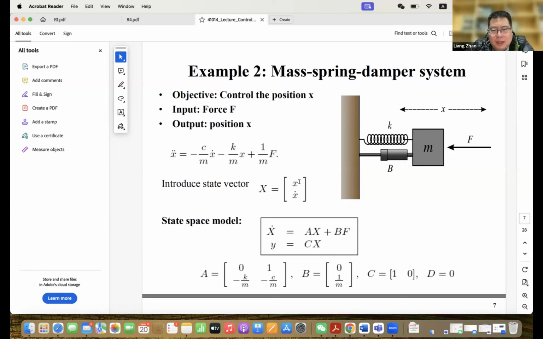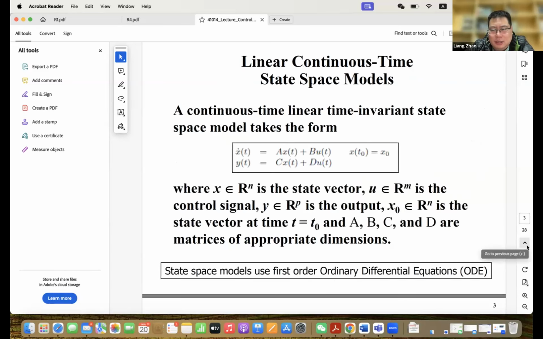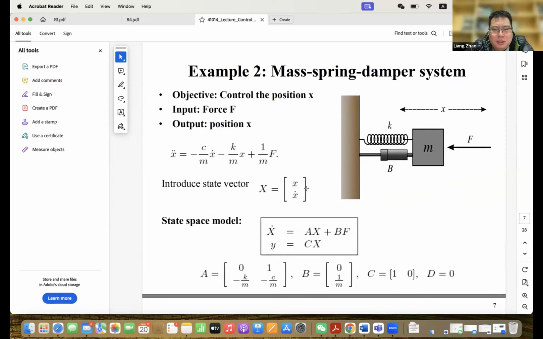in this case, you probably need to change the state vector to x and x dot. Because in the standard formulation, it's like x dot and x. There's no x2 dots. So that's why here we introduce a state vector with x dot and x.